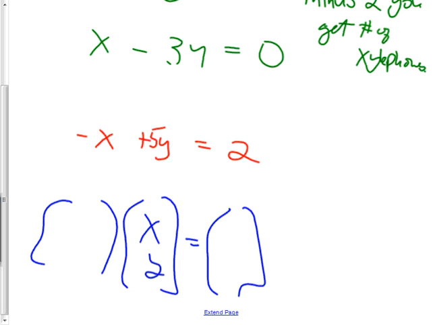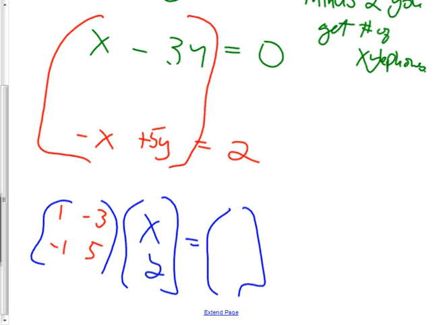So then, if you look at this as a big matrix, it's 1, negative 3, negative 1, 5, then the x and y, then a 0, 2. Raise your hand if you had that one right. Okay, I think you guys are doing okay on this. So now, let's spend the rest of the time working on the review.